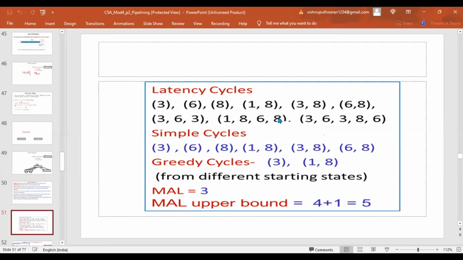There are a number of cycles here, and in order to find the simple cycles, if the states are not repeating, that particular cycle is a simple cycle. So from the latency cycles, we made the simple cycles where the states are not repeating. Each state appears only once. So the simple cycles are 3, 6, 8, 1 8, 3 8, and 6 8. Why did we ignore 1, 8, 6, 8? Because 8 is appearing twice.